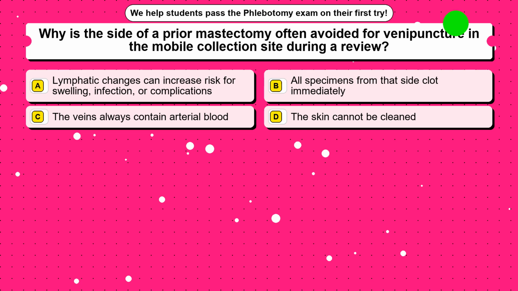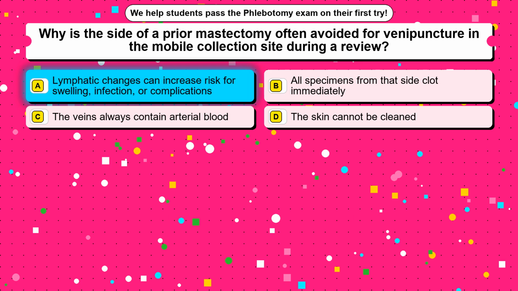Question 36. Why is the site of a prior mastectomy often avoided for venipuncture in the mobile collection site during a review? Option A. Lymphatic changes can increase risk for swelling, infection, or complications. Option B. All specimens from that site clot immediately. Option C. The veins always contain arterial blood. Option D. The skin cannot be cleaned.